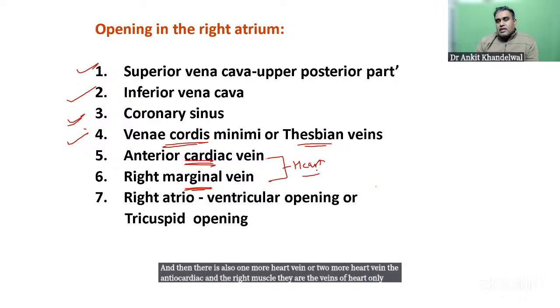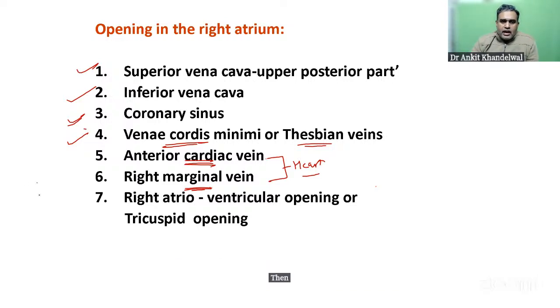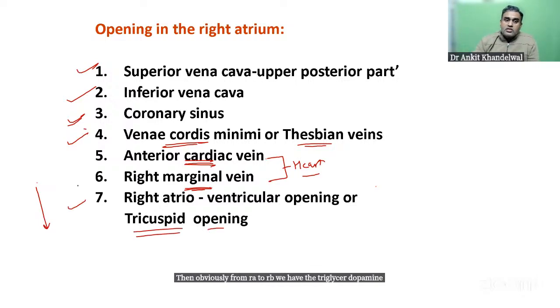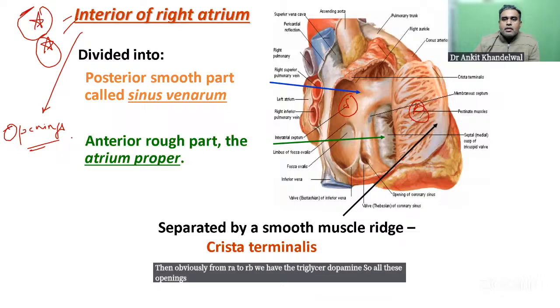Right, the coronary sinus, the Thebesian veins, the marginal and the cardiac veins, we have these veins. Then obviously from RA to RV, we have the tricuspid opening. So all these openings, guys, this diagram is important.